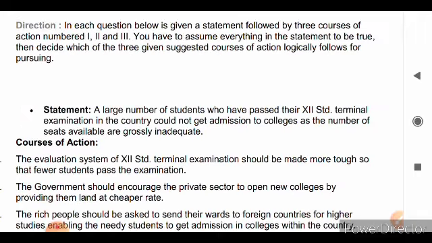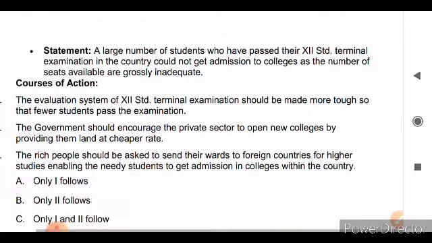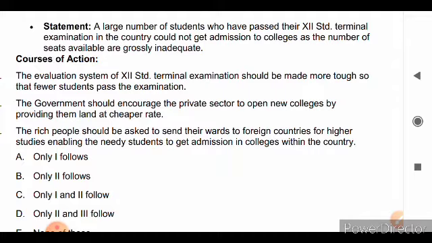Next question. Directions: in each question below is given a statement followed by three courses of action numbered 1, 2 and 3. You have to assume everything in the statement to be true, then decide which of the three given suggested courses of action logically follows for pursuing. Statement: a large number of students who have passed their 12th standard terminal examination in the country could not get admission to colleges as the number of seats available is grossly inadequate.